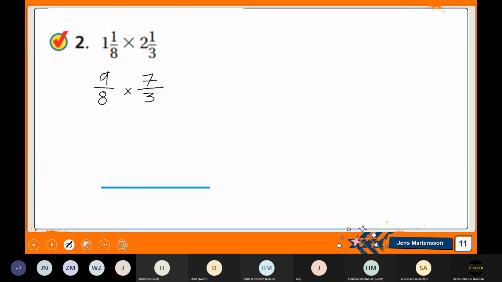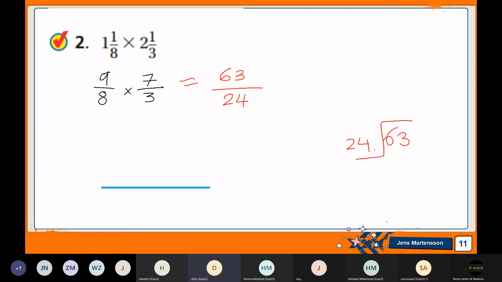Then 9 multiply 7 equals 63, and 8 multiply 3 equals 24. Now it is an improper fraction, so we need to divide it. 63 divided by 24.